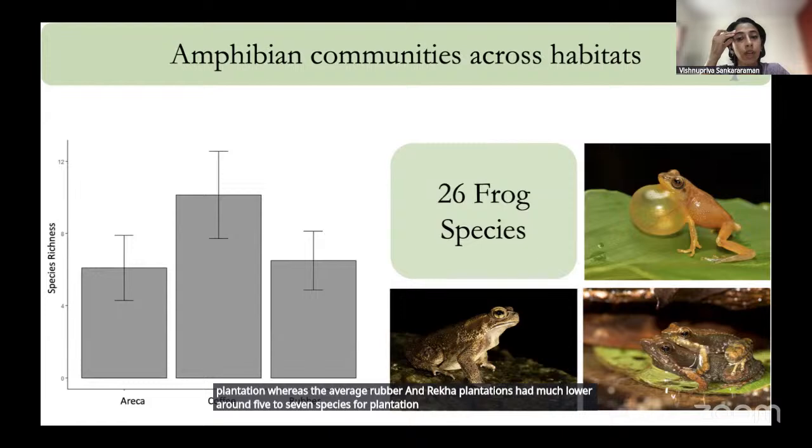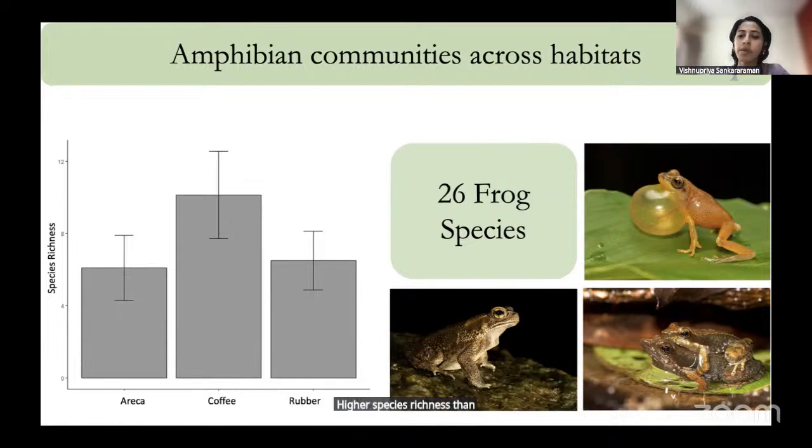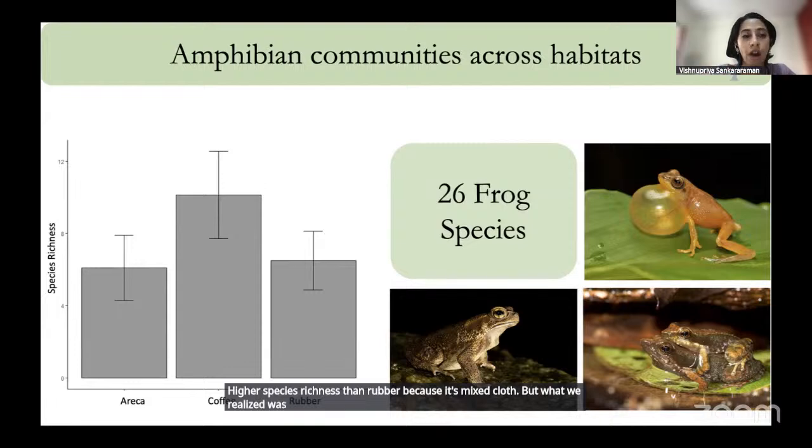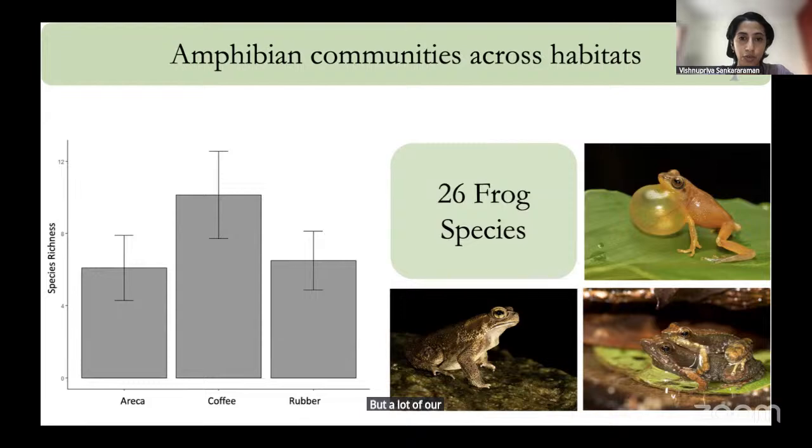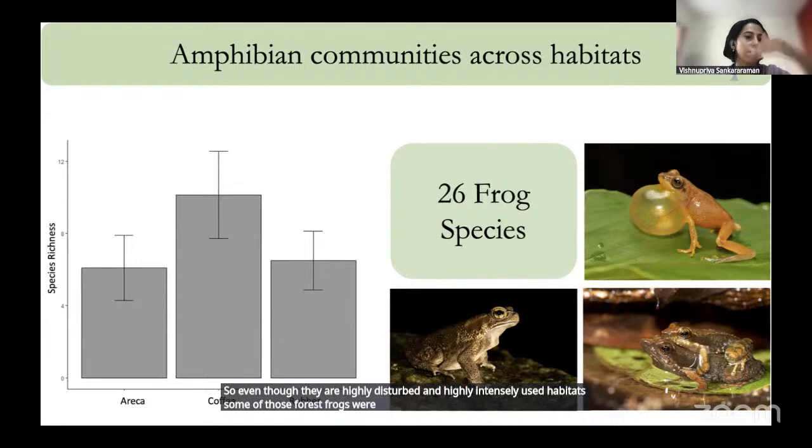And that was expected. We thought areca will actually have slightly higher species richness than rubber because it's mixed crop. But what we realized was a lot of areca plantations were very far away from forest edges, but a lot of our rubber plantations were right next to forest edges. So even though they're highly disturbed and highly intensely used habitats, some of those forest frogs were occasionally using the rubber plantations, if not to breed in and live in, they were at least intermittently using them.